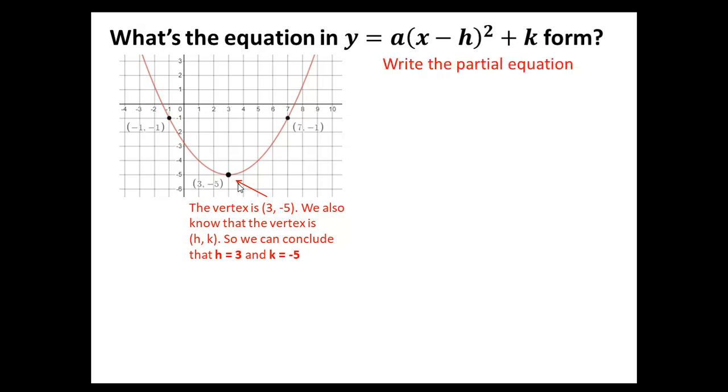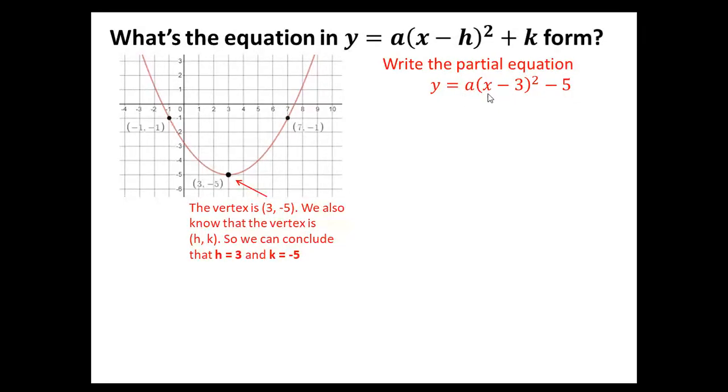Now let's take that information and substitute it into the vertex form, whatever information we have. So I have y is equal to a(x - 3)² - 5. Now the issue is we don't have this value of a. And this is where other points on the graph come in handy. We're going to use the other values, substitute them in for x and y, so that we can use algebra to solve for a.